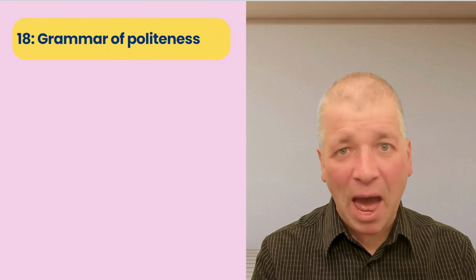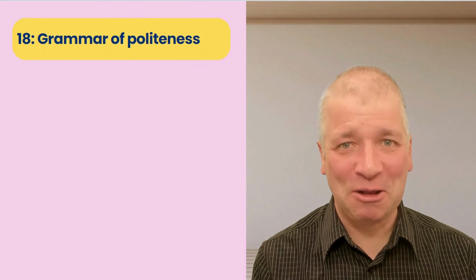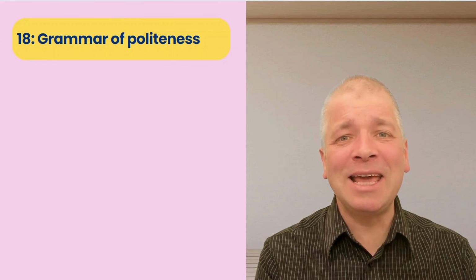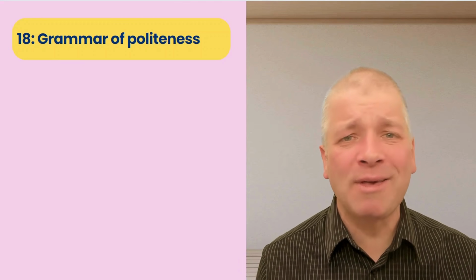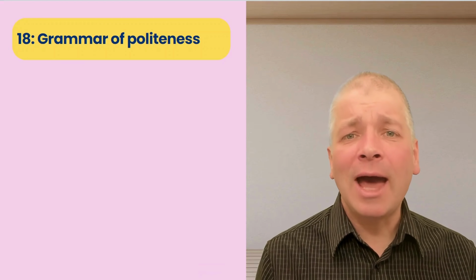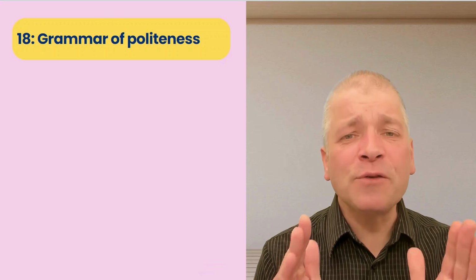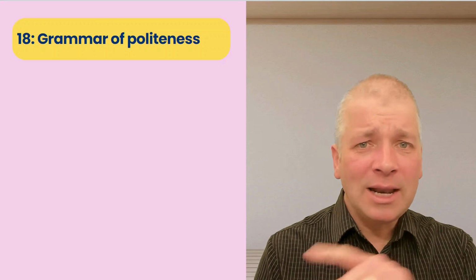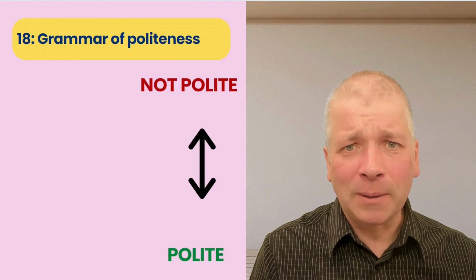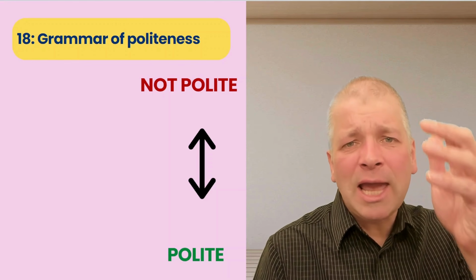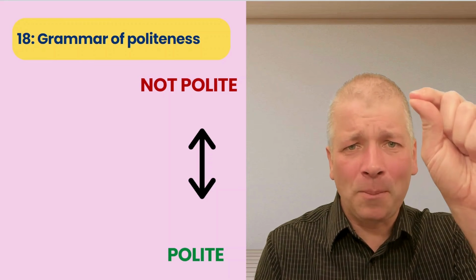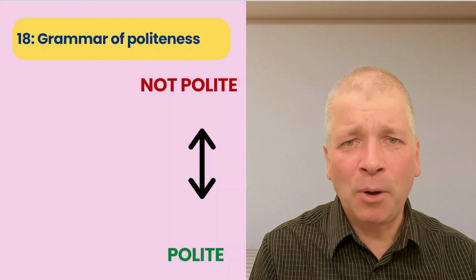18 is the grammar of politeness. Politeness in English has its own grammar. You can't just use any phrase you want and be polite. You have to follow certain rules. Let's go through the following. I'm going to give you 4 examples and they're on a line between being not polite at the top and more polite at the bottom.